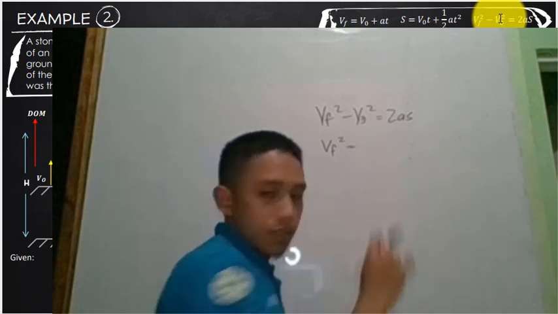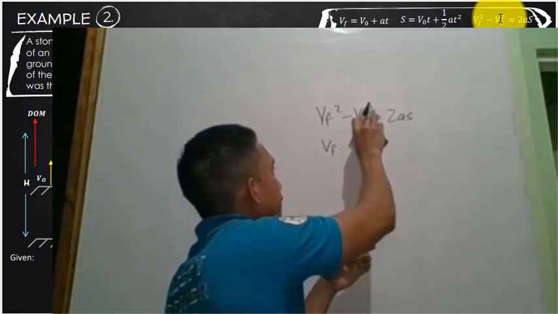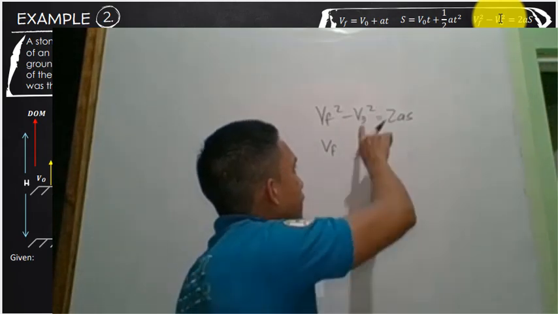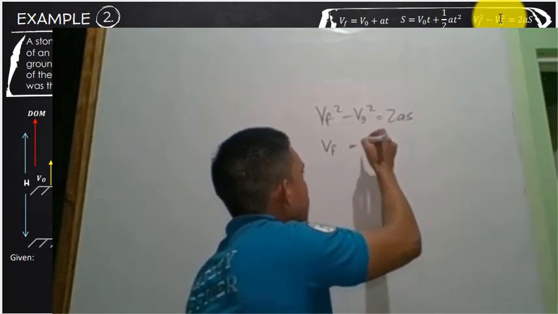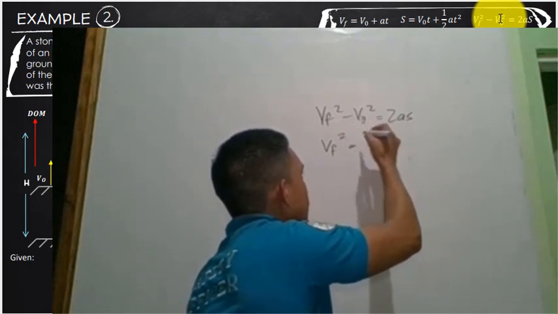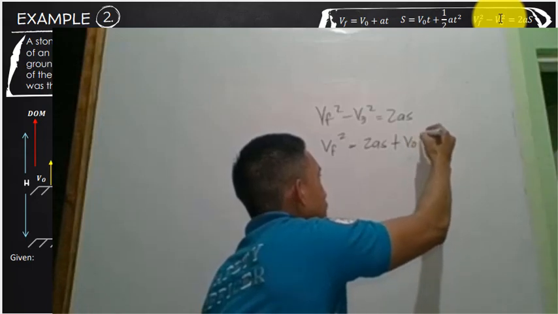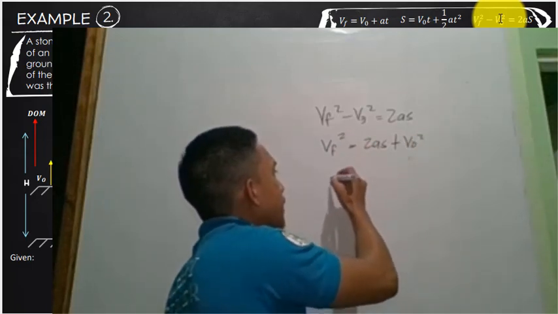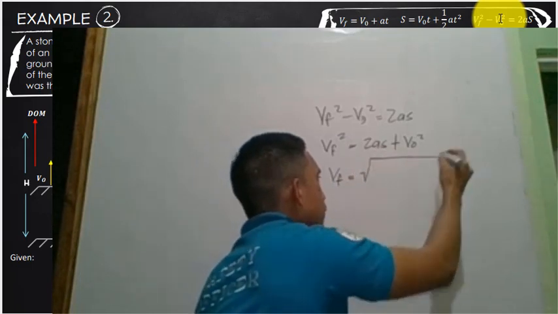I will transfer your V sub O to the other side. Okay, I will transfer that one since that is given, that is already solved. So VF squared equals 2AS plus VO squared. But we are solving VF, so take the square root of both sides. You will have VF equals the square root of 2.